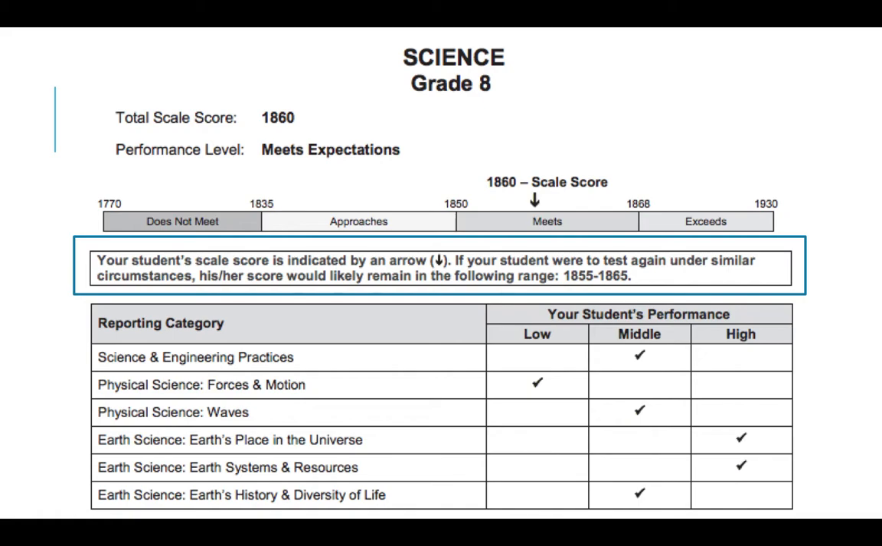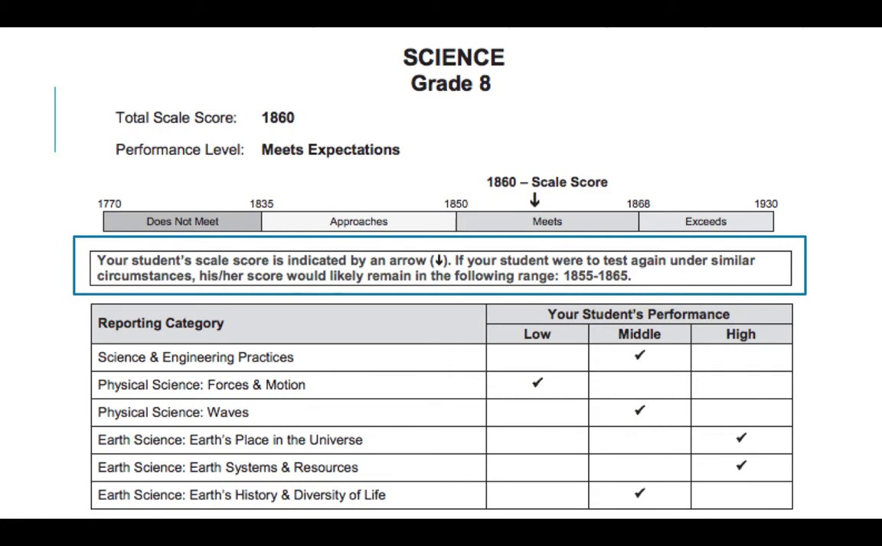Your student's scale score is indicated by an arrow. If your student were to test again under similar circumstances, his or her score would likely remain in the following range, 1855 to 1865. Okay, so if you were to take it again in similar scenarios, you would either be 5 below or 5 above that score. That right there is reliability, right? So consistency is so important with these tests. You will often have parents come in and say, well, would he do better if he took it again? And what this is saying is under similar circumstances, meaning he doesn't prepare anymore, it's a similar day, and so on, then his score wouldn't really change that much.